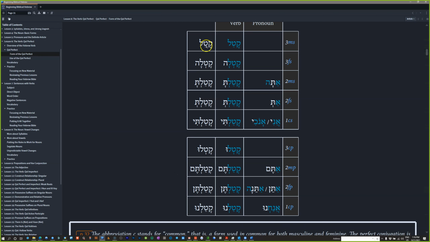You have katal, katala, katalta, katalt, katalti. Notice that in katalta and katalti, the accent is not on the final syllable. In katal and katala and katalt, the accent is on the final syllable. But in katalta and katalti, those accents have shifted. They are on the second syllable.